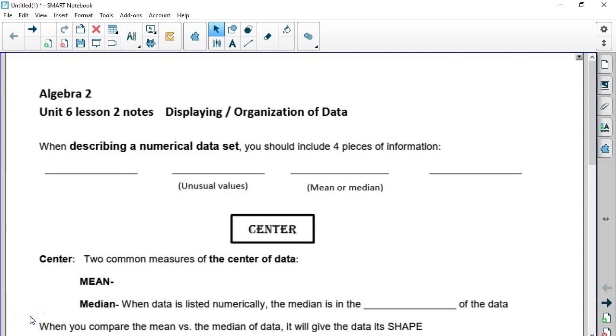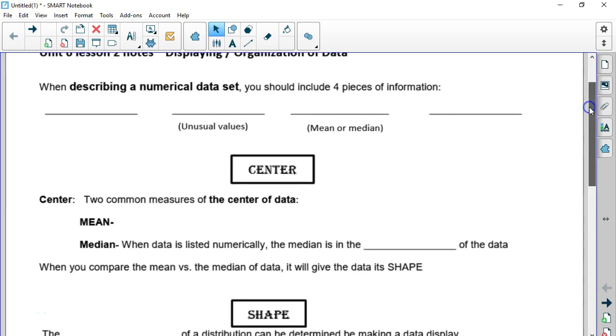6.2, displaying and organization of data. So when describing a numerical data set, you're going to include these 4 pieces of information.